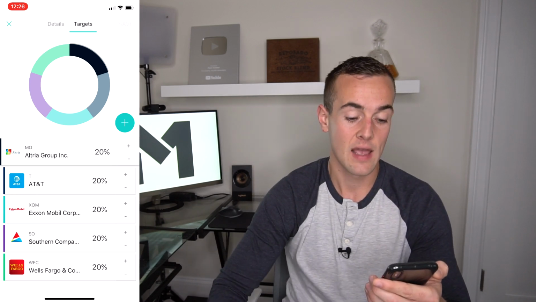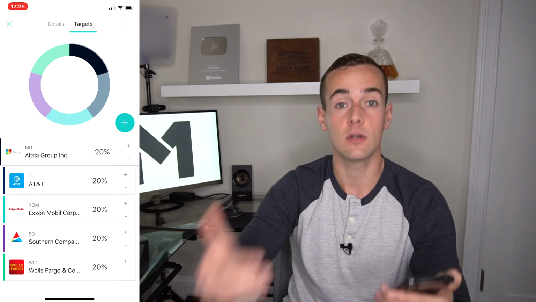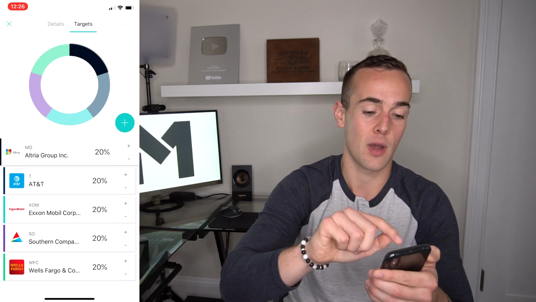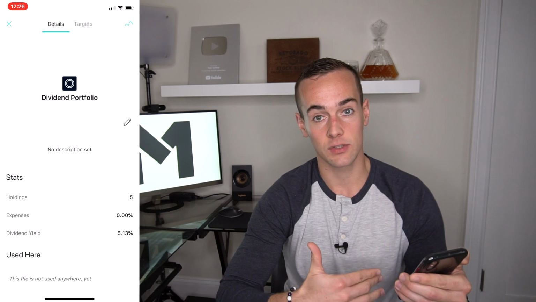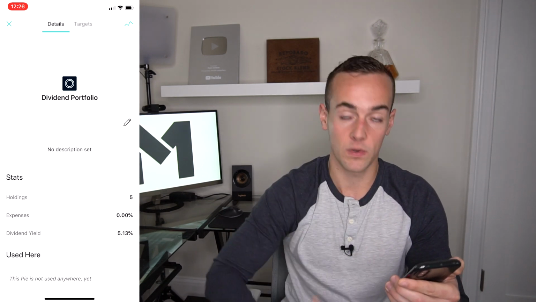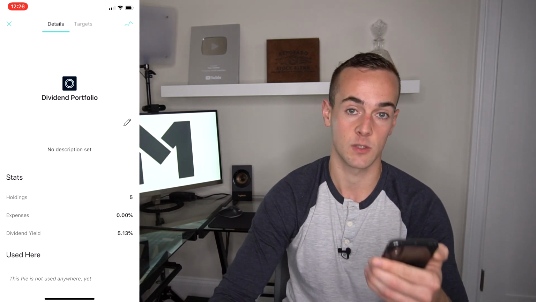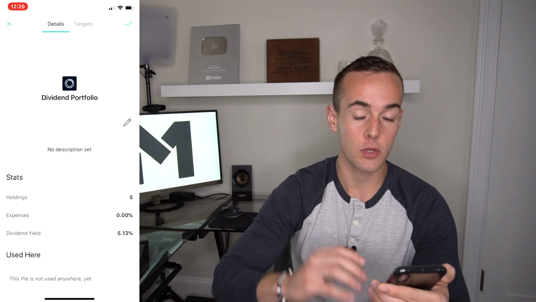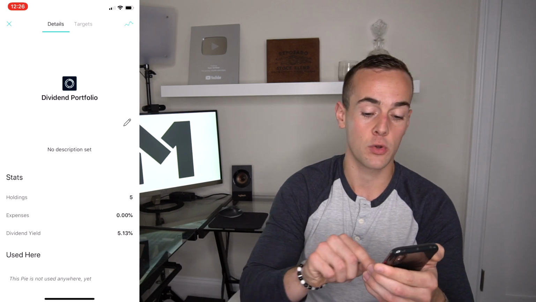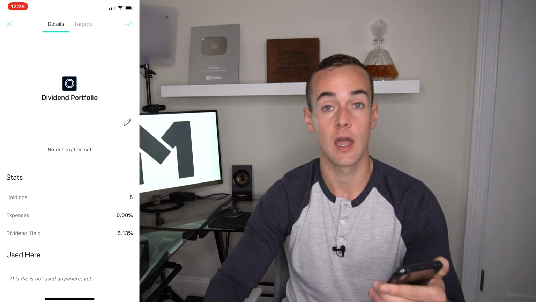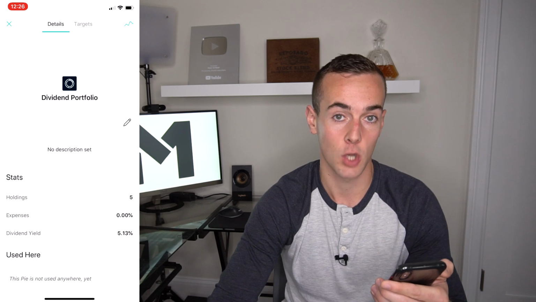And then if you guys are curious what the yield is of this portfolio, you just jump over to the details tab, and you can see right here, this would have a dividend yield of 5.13%. Now, that's a pretty high dividend yield, and obviously you'd want to do more research on these companies before you invested in this portfolio, but I just wanted to show you what it looks like to actually build a portfolio, and it'll show you right here what your dividend yield across that entire portfolio is going to be.